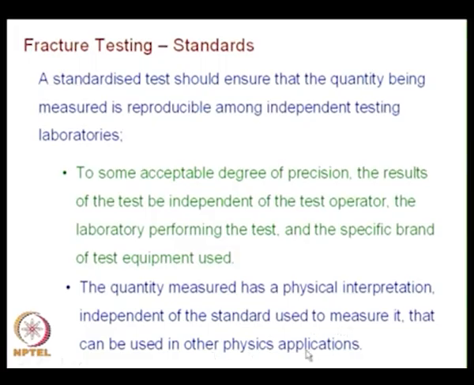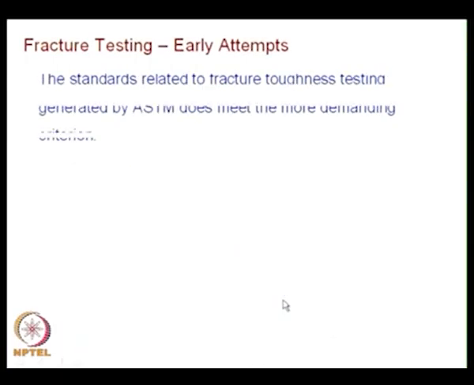So, we all understand when you have to investigate whether fracture instability will occur or not, we can use the parameter fracture toughness. If you really look at the standards in fracture mechanics, the fracture toughness testing generated by American Society of Testing Materials does meet the more demanding criterion that the parameter should be used for other physics applications.